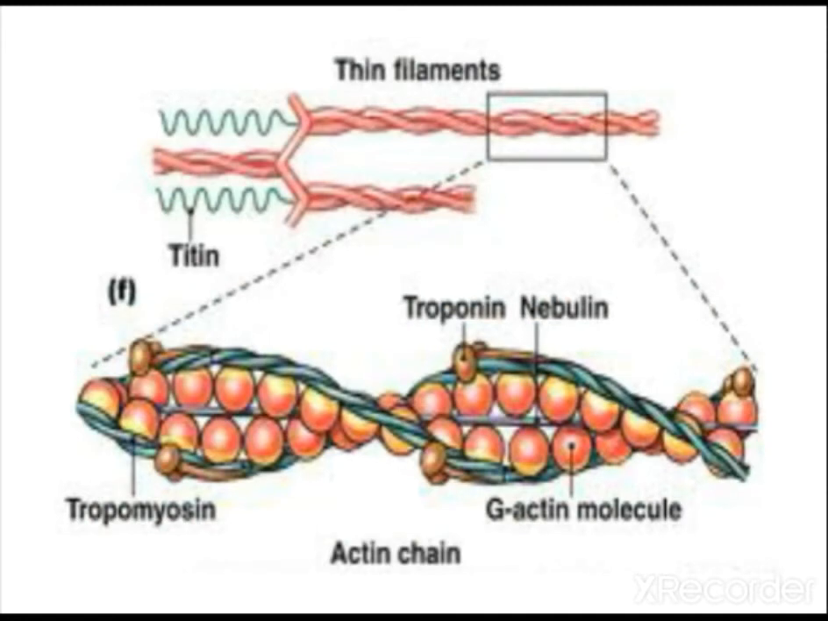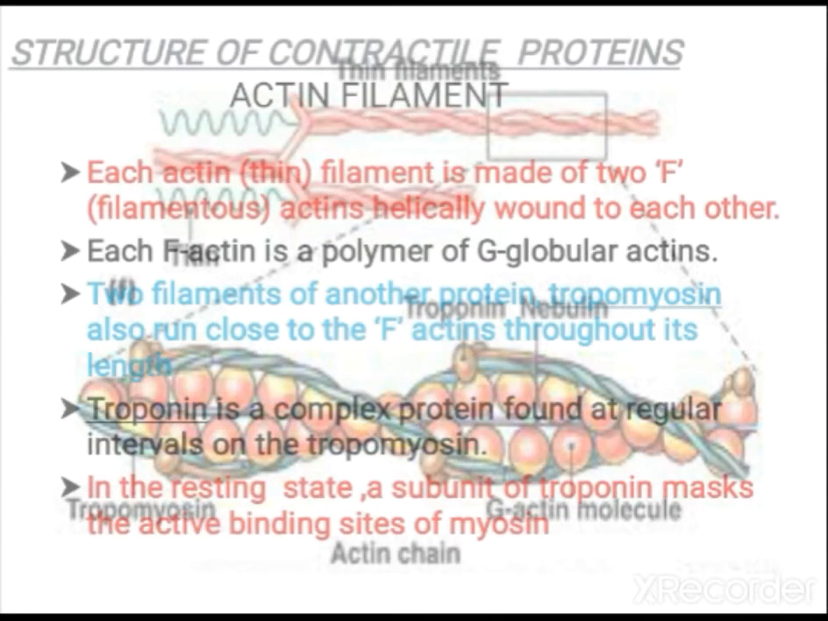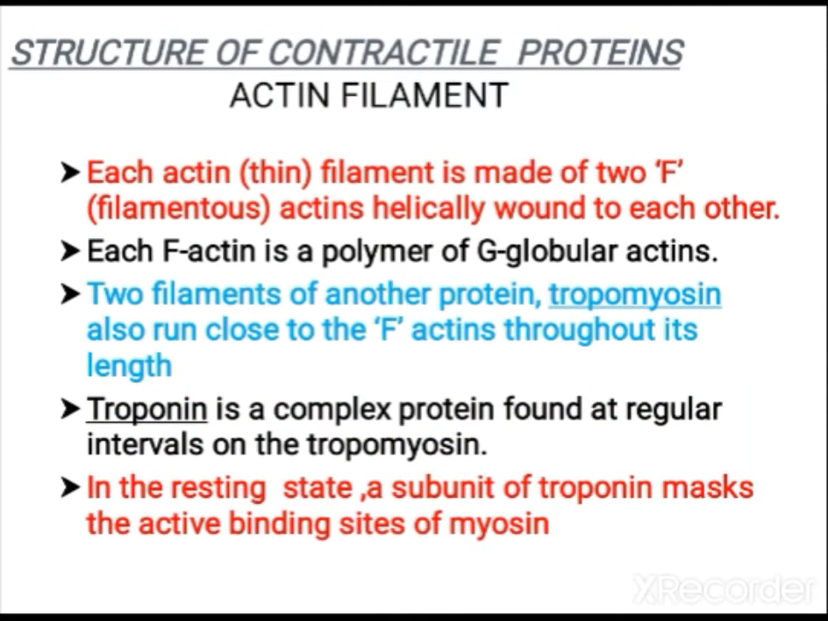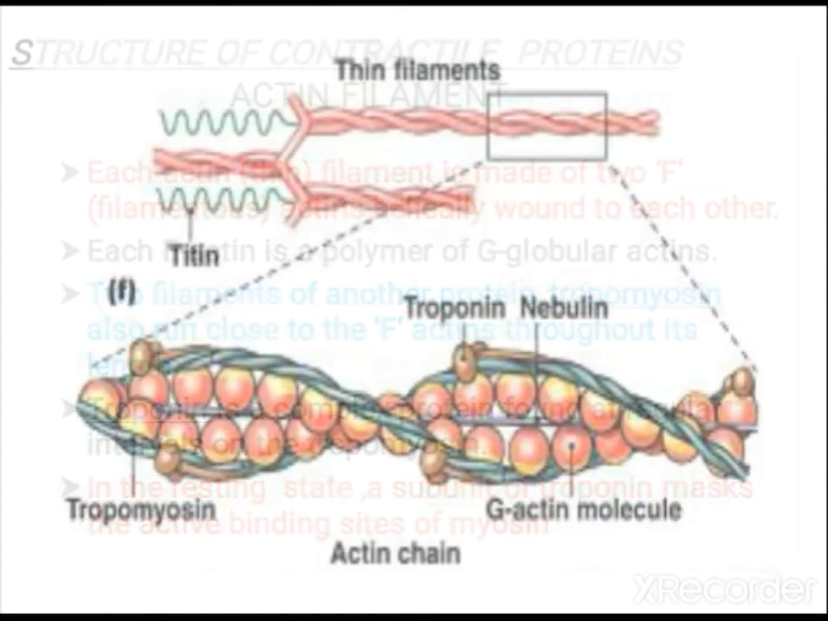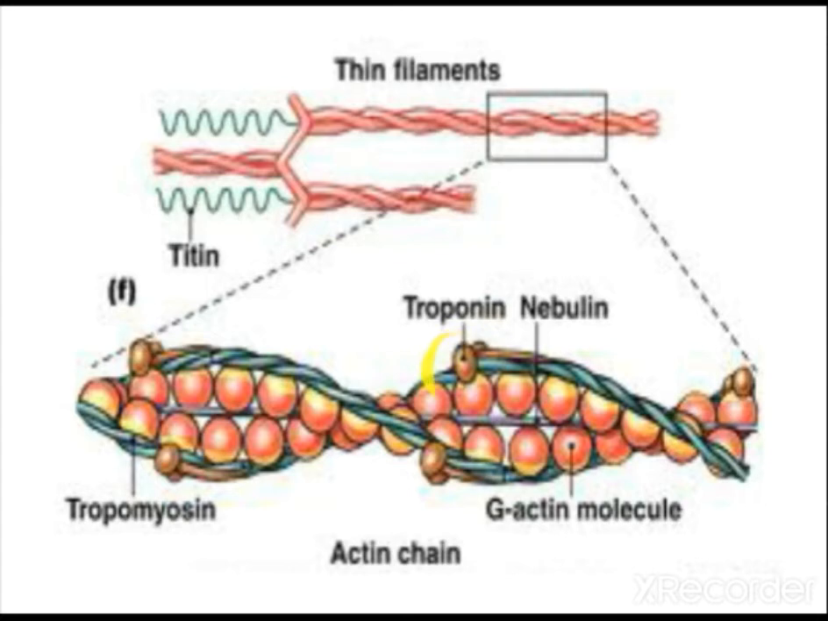And the troponin, can you see here, it runs over here throughout the length. This is tropomyosin. Over the tropomyosin you can see troponin at some places, and what does this troponin do? It is a complex protein. It is found at regular intervals on the tropomyosin, and it masks the active sites. The active binding sites of myosin, only in this place can myosin bind, and that place is concealed by the troponin. The troponin conceals the active myosin binding sites.